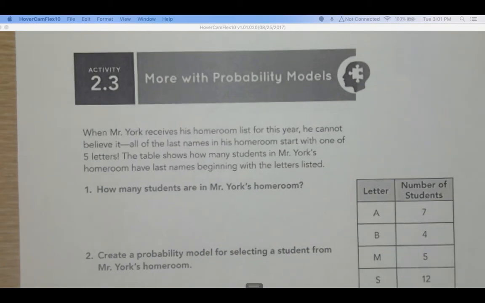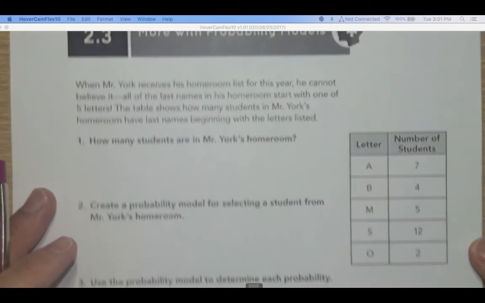All right, activity 2.3, more with probability models. When Mr. York receives his homeroom list for this year, he cannot believe it. All of the last names in his homeroom start with one of 5 letters. The table shows how many students in Mr. York's homeroom have last names beginning with the letters listed.